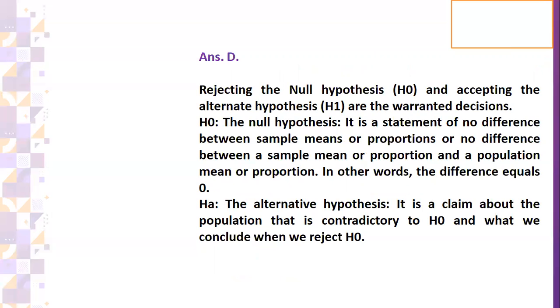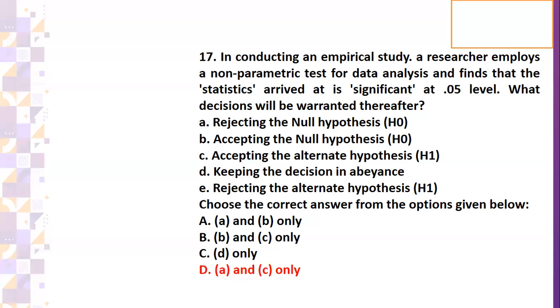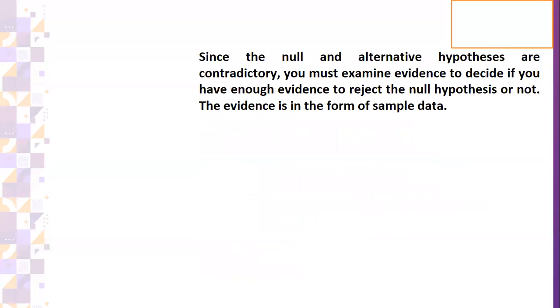Whereas the alternate hypothesis claims the contradictory things in order to prove a research. Hence, rejecting the null hypothesis and accepting the alternate hypothesis will be the best decision in order to ensure that the non-parametric data analysis statistic has arrived at a significant level. Okay.